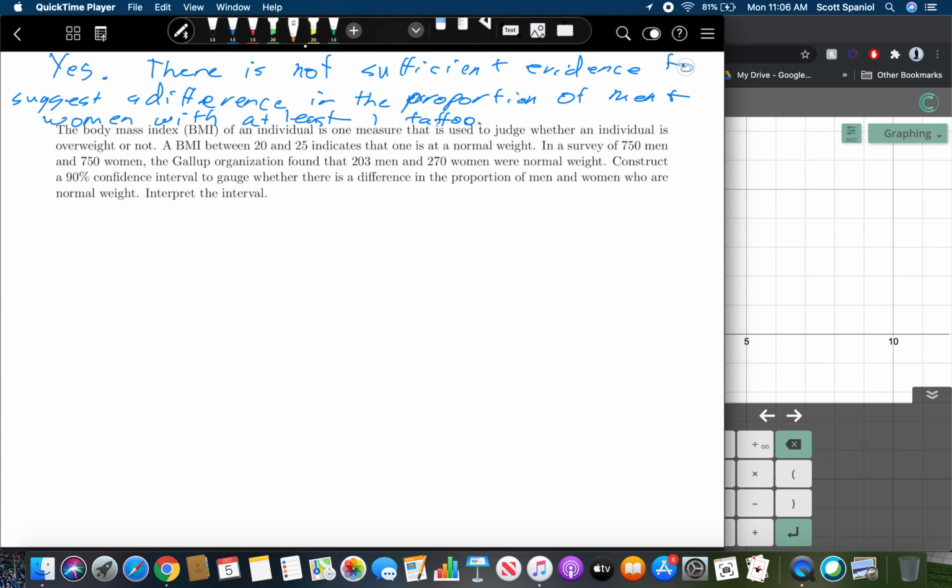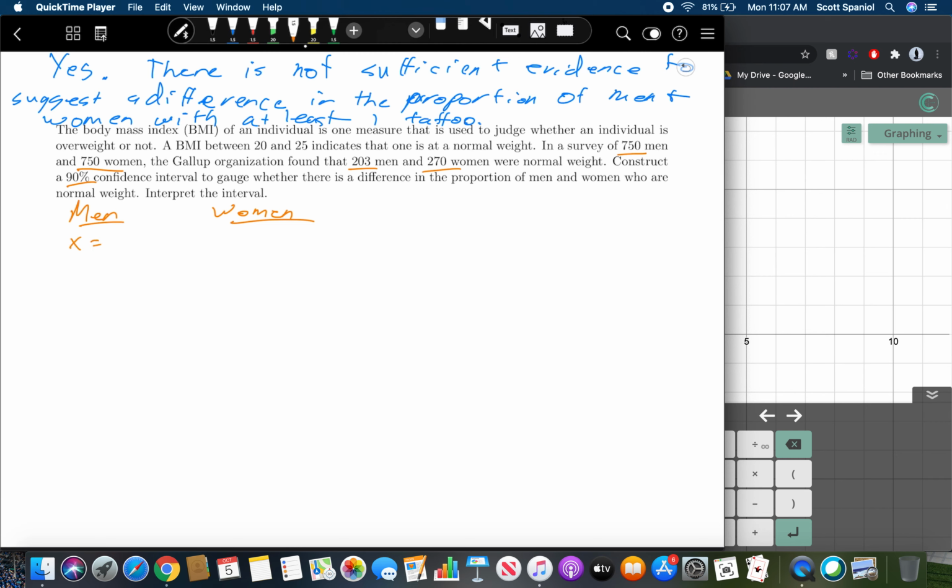Okay, so now that you've all had a chance to try this one, let's go ahead and talk about it together. The body mass index of an individual is one measure that is used to judge whether an individual is overweight or not. A BMI between 20 and 25 indicates that one is at normal weight. In a survey of 250 men and 250 women, the Gallup organization found that 203 men and 207 women were normal weight. Construct a 90% confidence interval to gauge whether there's a difference in the proportion of men and women who are a normal weight. Interpret the interval.